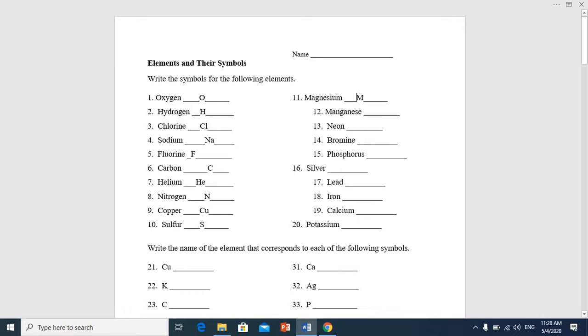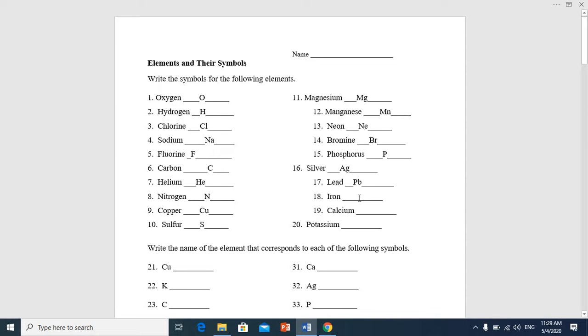Magnesium will be M and the second one G, Mg. Manganese will be Mn, excellent. Neon will be Ne. Then bromine will be Br, with B in capital first. Then phosphorus will be only P. Okay, then silver will be Ag, and lead will be Pb.